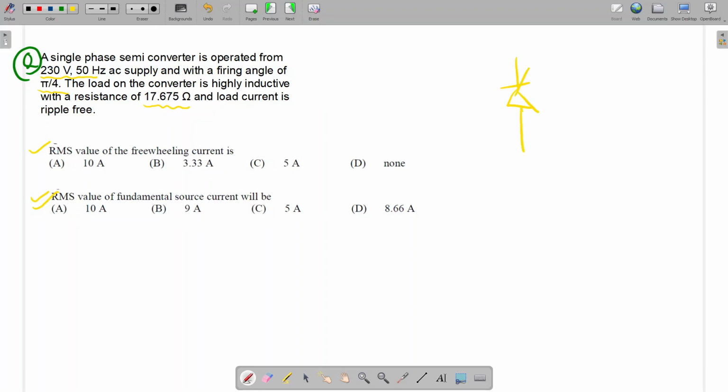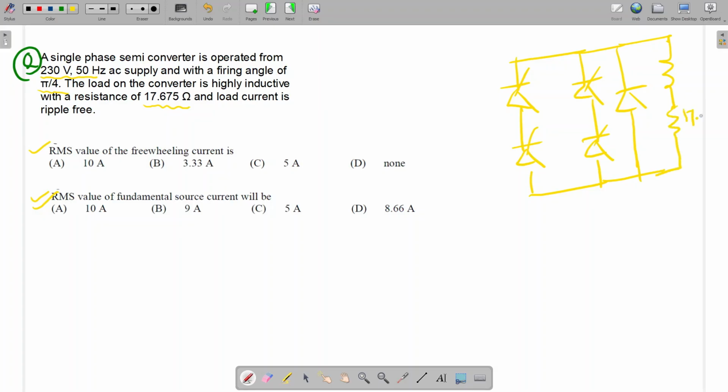The circuit will be this kind. Resistors will be there, and here a freewheeling diode is there. So this is a circuit of a semi converter, and the load is highly inductive and the resistance is 17.675. So we have to calculate the RMS value of current in this freewheeling diode.